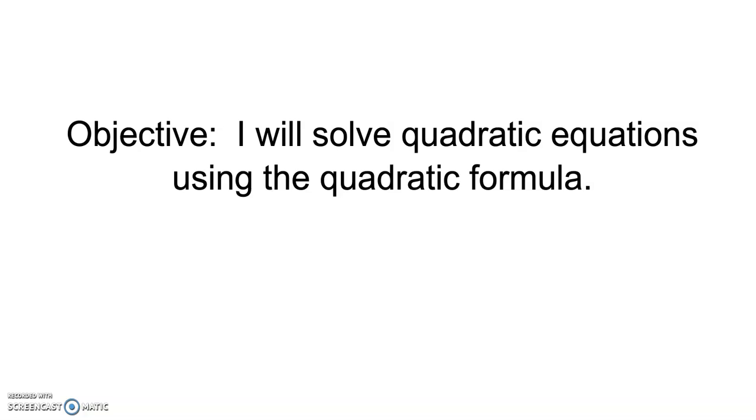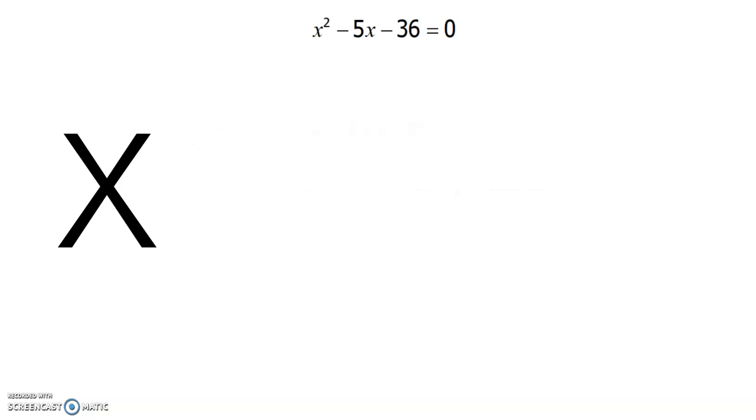In this video, we will solve quadratic equations using the quadratic formula. So let's take a look at x squared minus 5x minus 36 equal to 0. We know how to solve this.